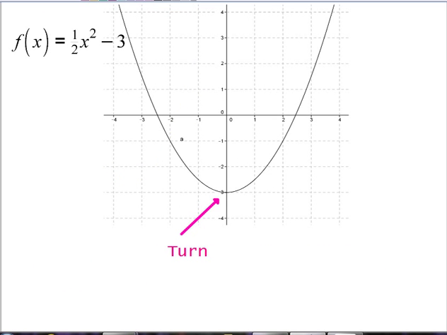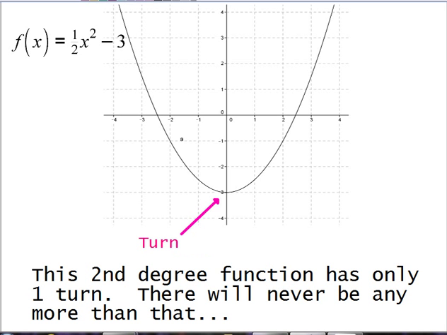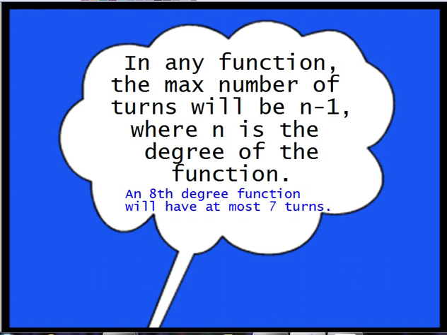Here I have a second degree function, and it only has 1 turn. There will never be any more than 1 turn in a second degree function. Turns out in any function, the maximum number of turns will be n minus 1, where n is the degree of a function. So an 8th degree function can have up to and including 7 turns. It can have less than that, it just can't have any more than that.